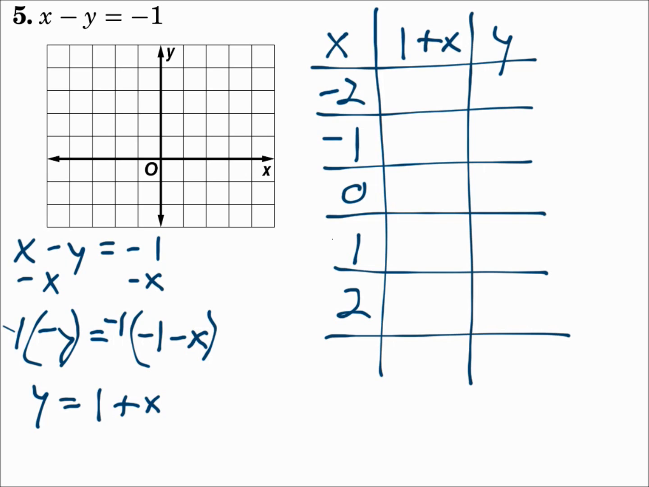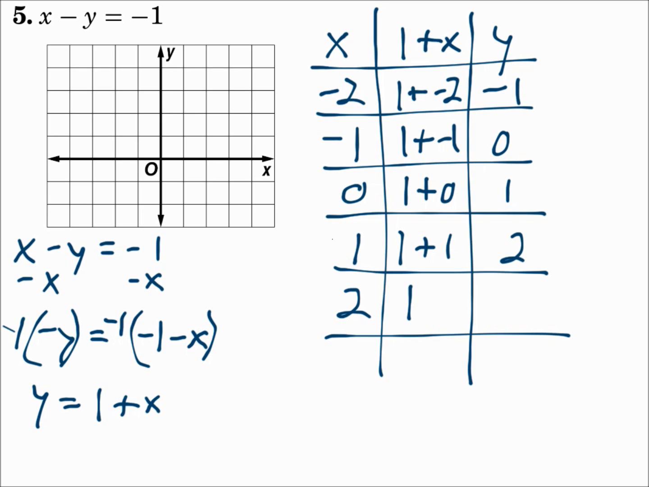Now substitute those x values into the middle column. 1 plus -2 is -1. 1 plus -1 is 0. Substitute each x value in. 1 plus 0 is 1. 1 plus 1 is 2. And 1 plus 2 is 3. So we substituted the x values in, and we got our y values.